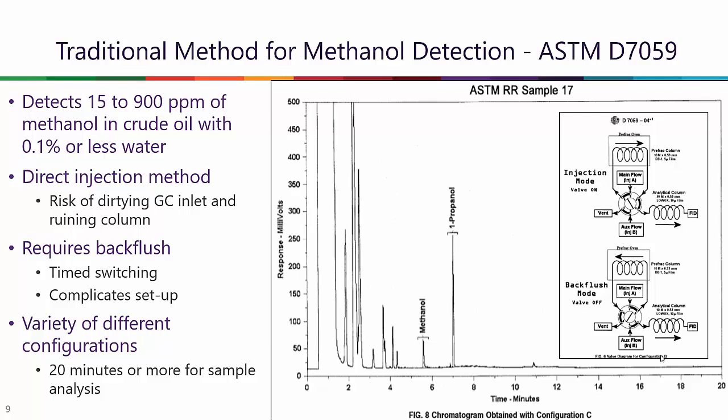Now, these methods detect ranges from 15 to 900 ppm of methanol in crude oil with a water content of 0.1% or less. And keep in mind that since this is a direct inject method, you have a risk of just dirtying your GC inlet and also ruining your column. And again, it just requires a backflush technique, which involves timing, switching, as well as just complicating the setup in general.